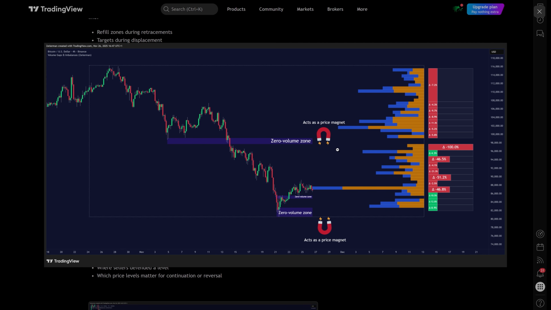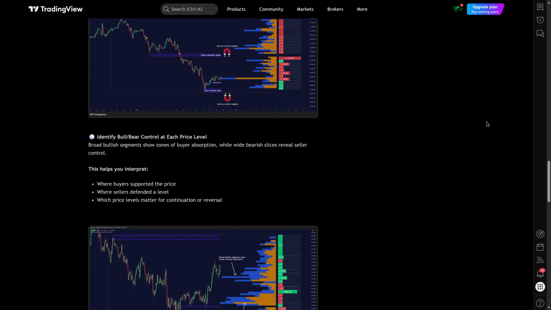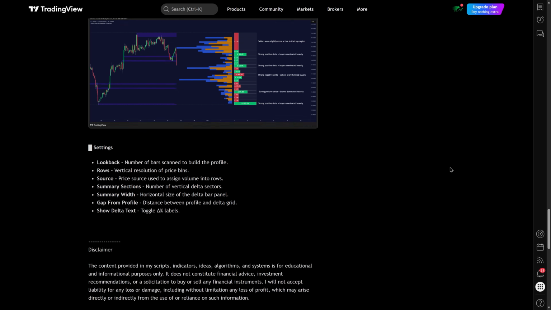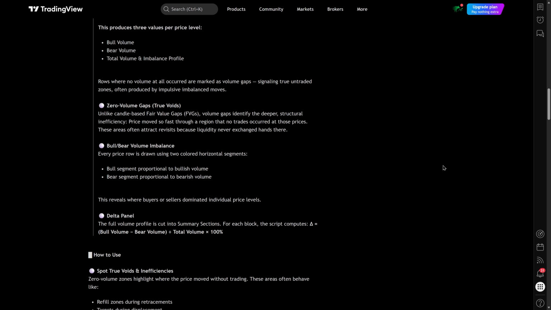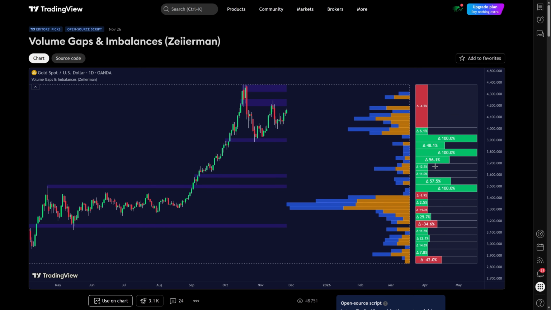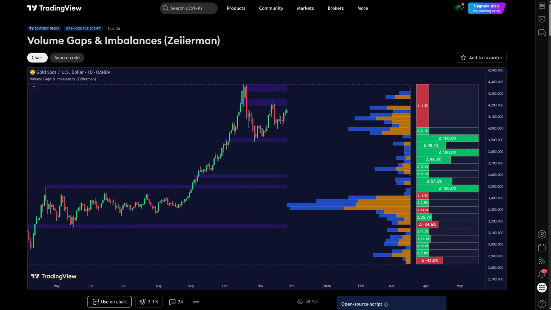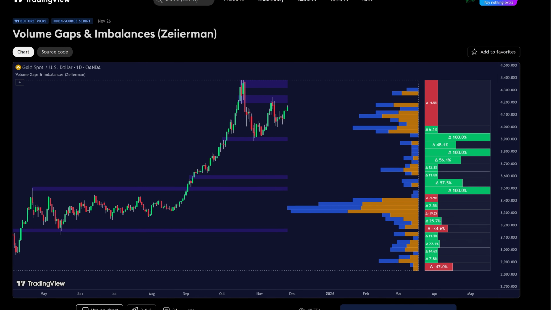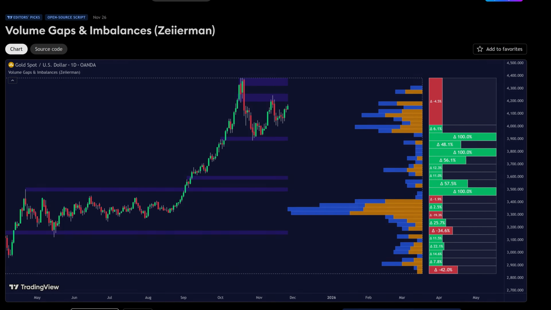By reading these zones correctly, you can understand why price pulls back, where reactions are likely to happen, and which areas matter most for continuation or reversal. By the end of this video, you'll know how to use volume gaps, imbalance rows, and delta zones to plan clean entries, clear invalidation levels, and logical targets. So make sure you watch till the end.